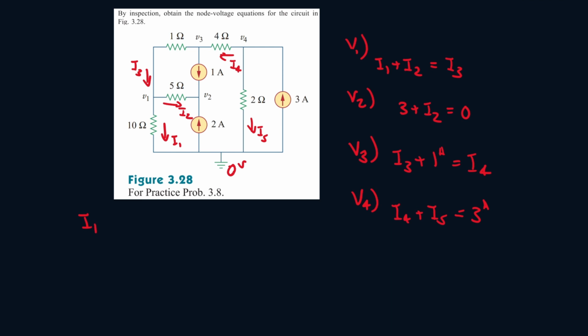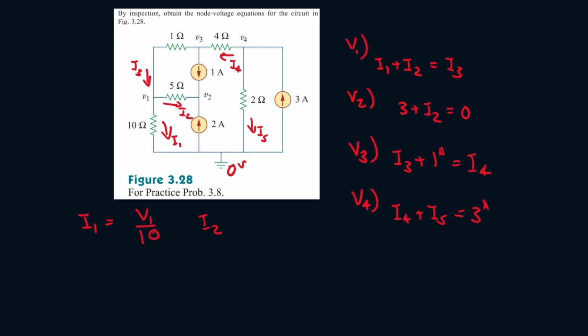So let's find the formula for I1. So I1, we see it goes from a high potential to a low potential. So V1 minus 0. And it goes over the 10 ohm resistor. So it'll just be V1 minus 0 over 10, or just V1 over 10.